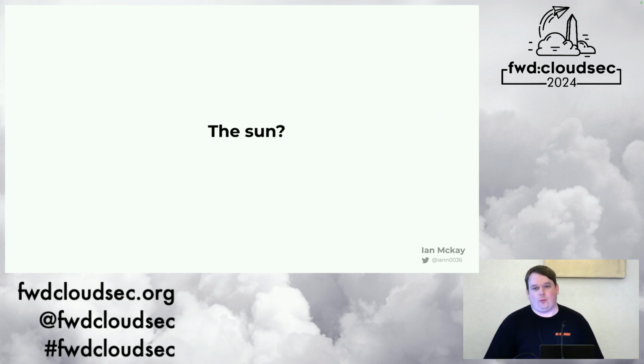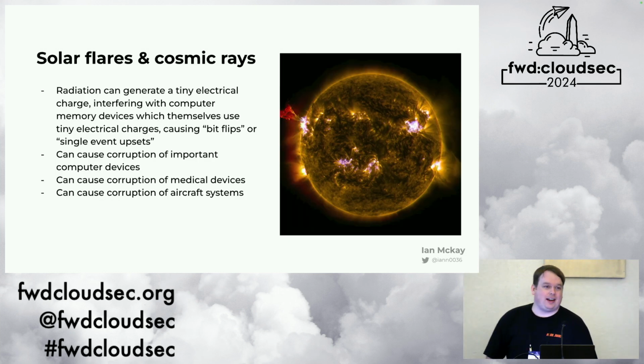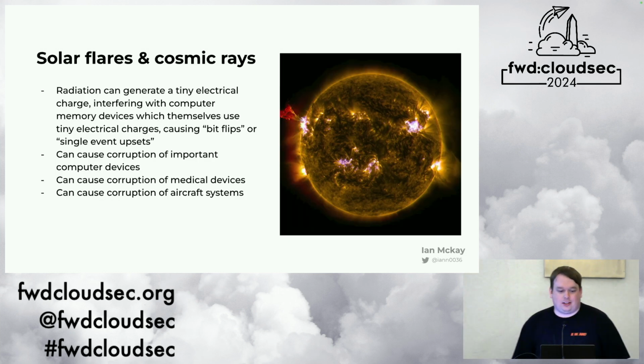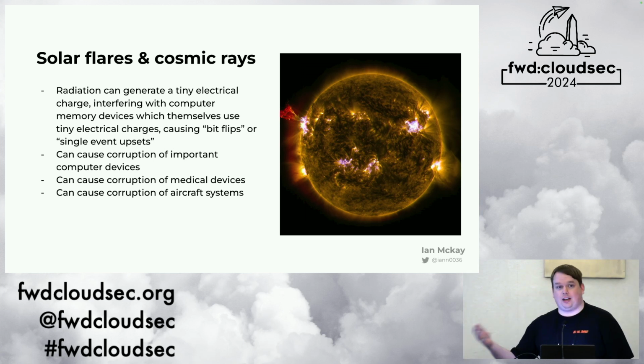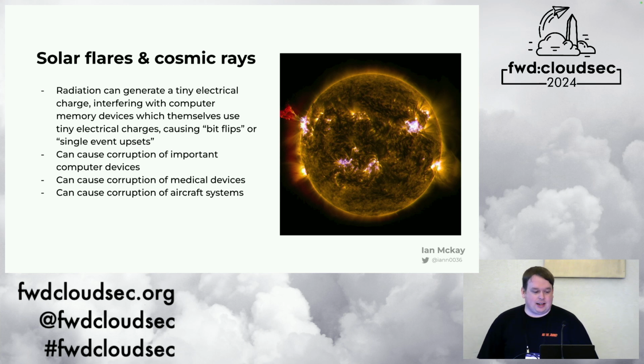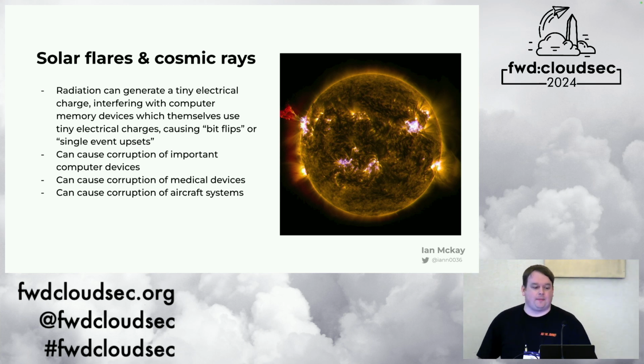So why the sun? Why have I lured you in here today with my clickbait title? So now I have to talk about solar flares and cosmic rays. For those who don't know, solar flares and cosmic rays can be produced by the sun. Cosmic rays also coming from outer space. And this can produce a large amount of radiation into our Earth's atmosphere.